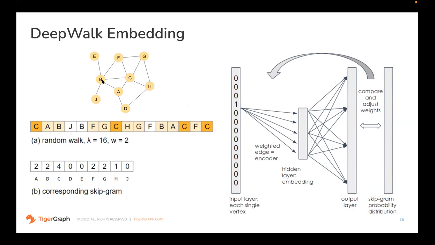Then randomly pick another neighbor, which is J. So we're getting this walk. And we pick a maximum length, in this case 16, so the walk is 16 long. Then we pick a window width, 2.